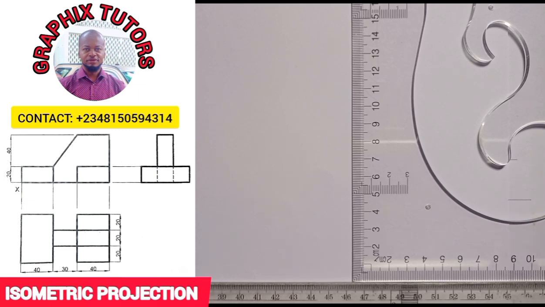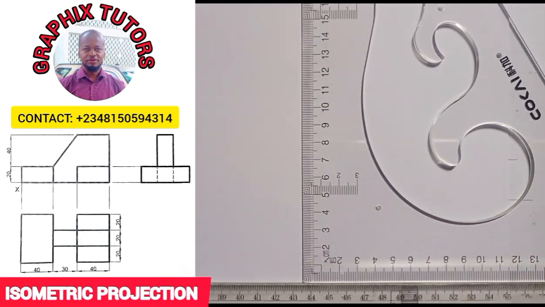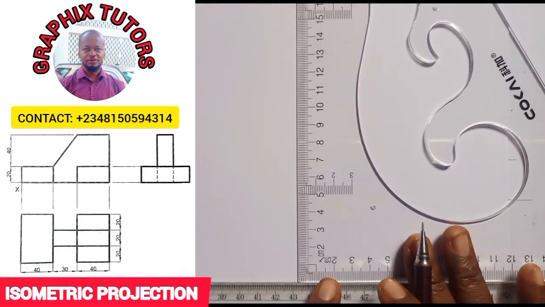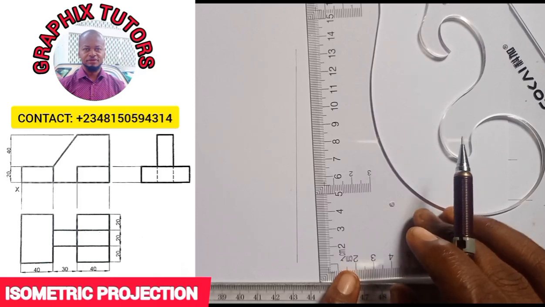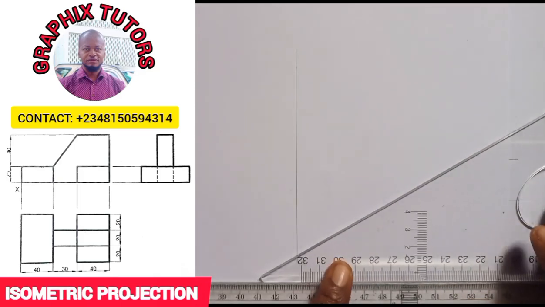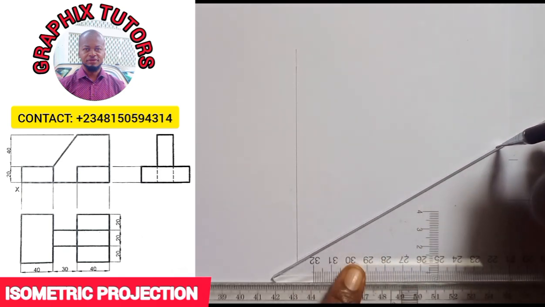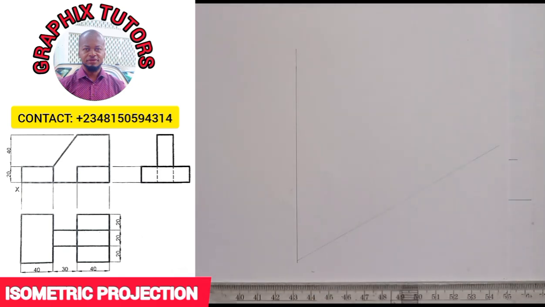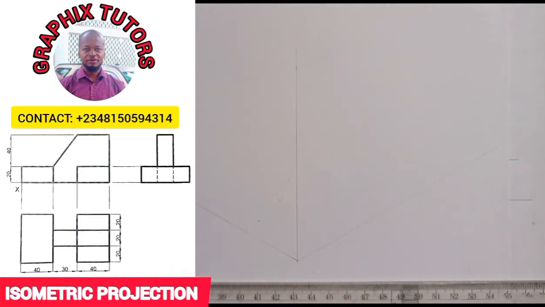Now when you hear the word isometric projection, the first thing you have to do is draw your isometric axis. That is, take your instrument this way and draw your vertical line up. Can you see that? And you also draw your inclined axis in this manner, this way, and also this way. Hope you can see that.